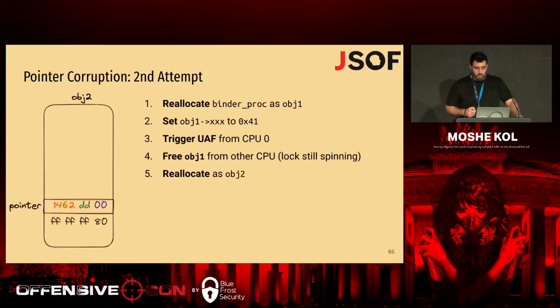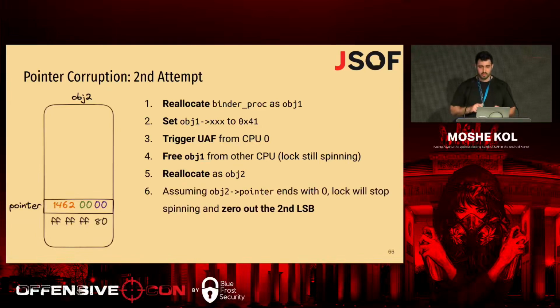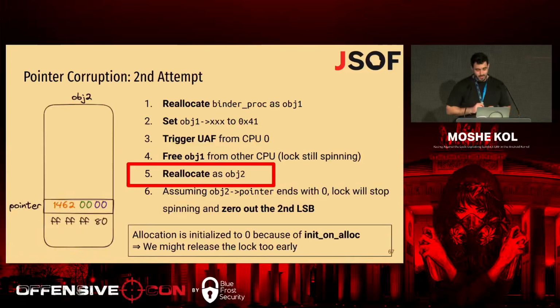And then we will reallocate as another object that has a kernel pointer at that spot. Now, if the kernel pointer has a least significant byte of 0, then the lock will stop spinning and will zero out the second least significant byte of this kernel pointer. So this brings us closer to the goal, but we still have a problem with this reallocation step because it so happens that Android uses the init-on-alloc kernel configuration, which means that every allocation is initialized to 0, even if it uses kmalloc.